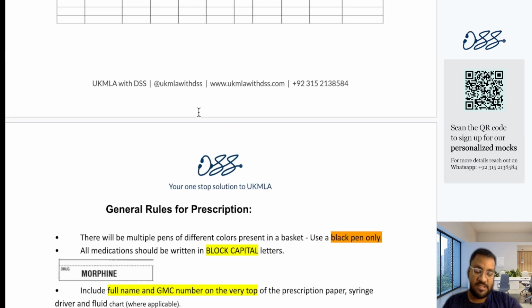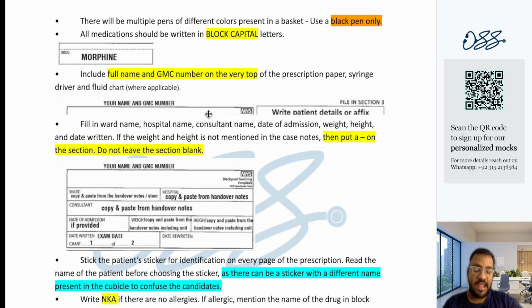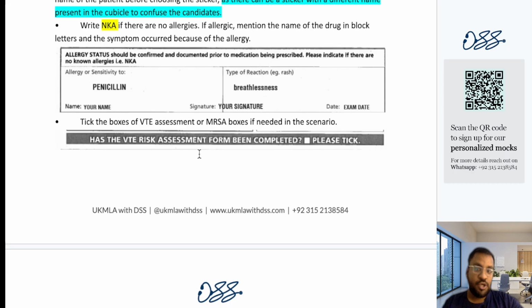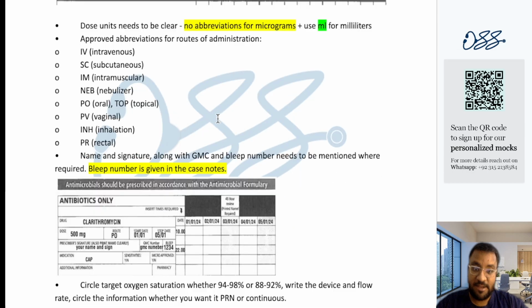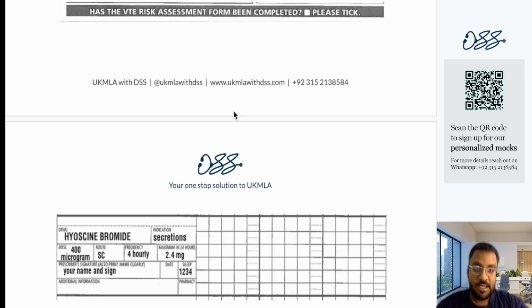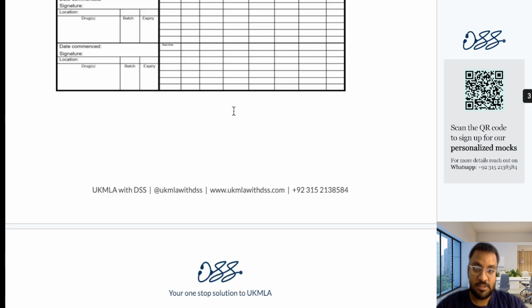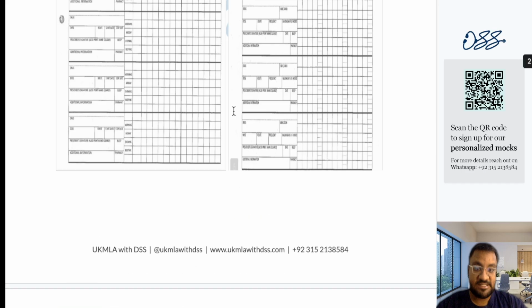Okay, so that is what the IPS and the management and your data gathering was in the prescription station. Your data gathering was using the case notes. Okay, using the right pen, using the right paper. Okay, and your management was the way that you write these particular medications, in the right way, right route, right frequency, and another point of data gathering was using the stickers correctly.